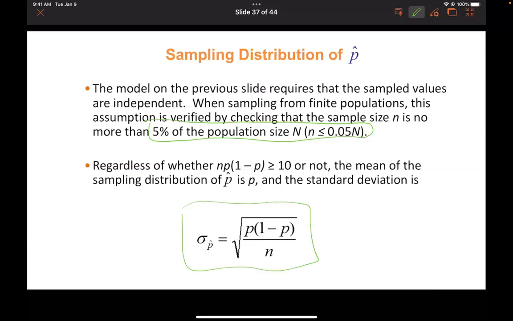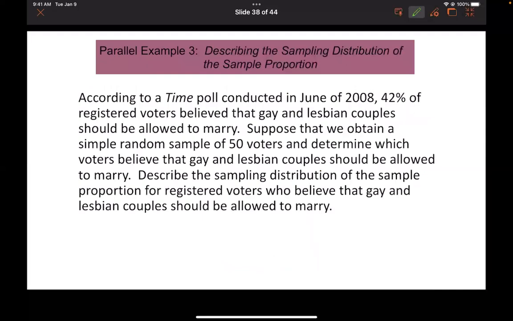Moving on. So we're going back to this Time poll in 2008. 42% of registered voters believed that gay and lesbian couples should be allowed to marry. Suppose we obtain a simple random sample of 50 voters and determine which voters believe, or wait, okay, we're going to describe our sampling distribution.